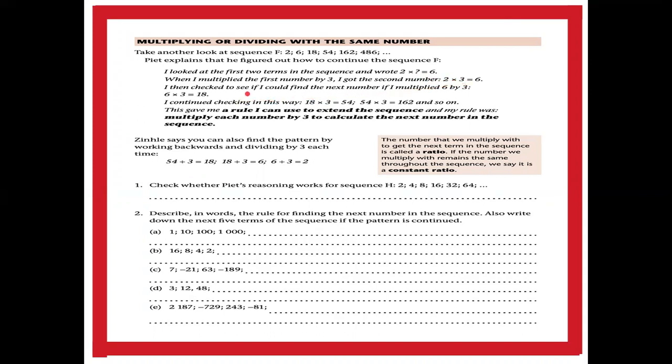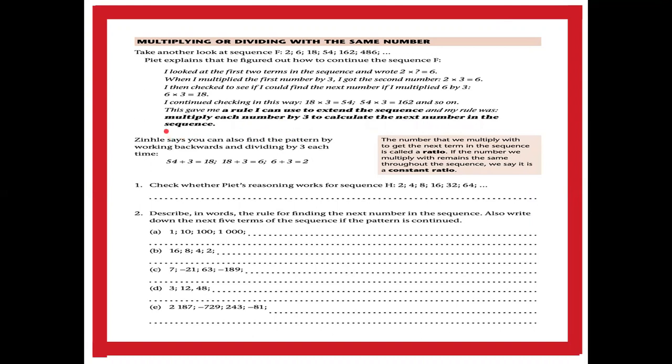I then checked to see if I could find the next number if I multiplied 6 by 3. So 6 times 3 equals 18. I continued checking in this way. So 18 times 3 gives us 54. 54 times 3 gives us 162. 162 times 3 will give us 486. This gave me a rule I can use to extend the sequence, and my rule was multiply each number by 3 to calculate the next number in the sequence.